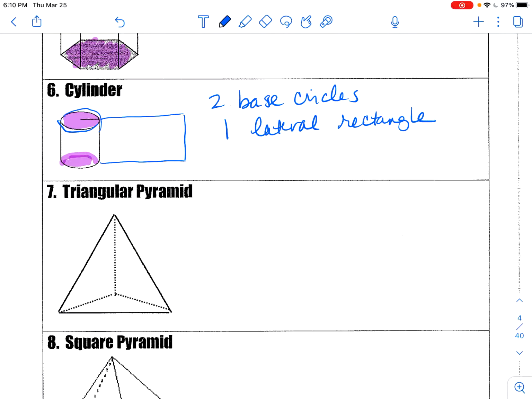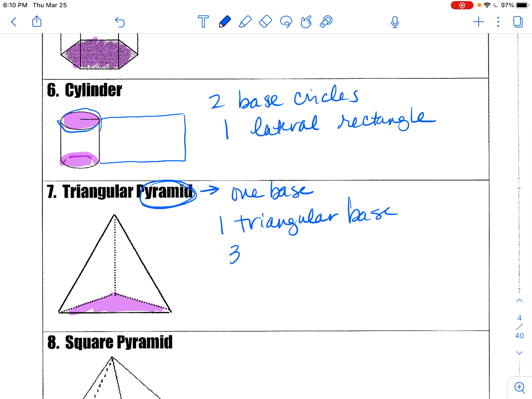Okay, the triangular pyramid. So now we're talking about a pyramid. Now a pyramid has one base. So a prism has two, a pyramid has one. And the base that this one is sitting on is a triangle. So we have one triangular base. And we can see that its sides are made up of three triangles. We have this one that's in the front, the one on this right side, and the one on the left side. So we have 3 lateral triangles.